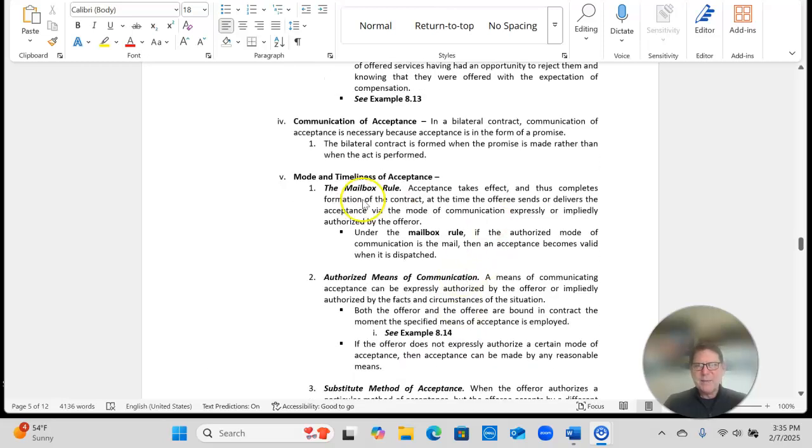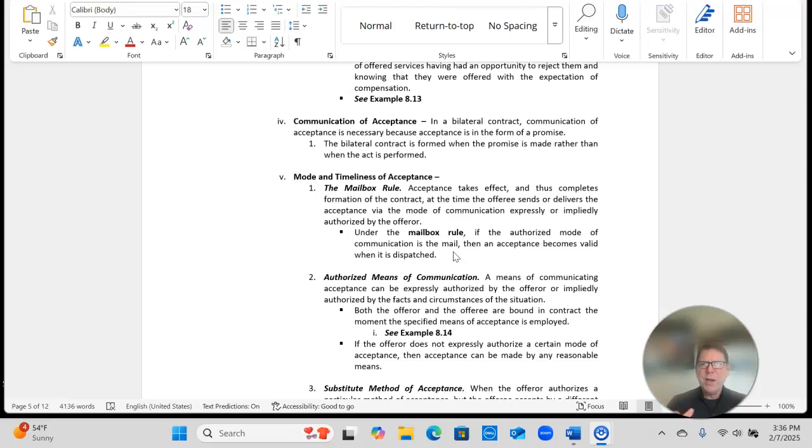The last concept here is the mailbox rule. This is an interesting concept for acceptance, but I want to give the punchline before we talk about the mailbox rule: you can completely render the mailbox rule inapplicable by contract language. So in your contract language, you would just say acceptance will be deemed effective at such a time. You just state when the acceptance is to be effective, because lacking that language in the contract, the mailbox rule applies.